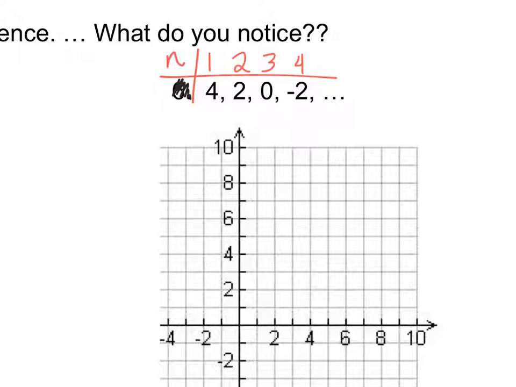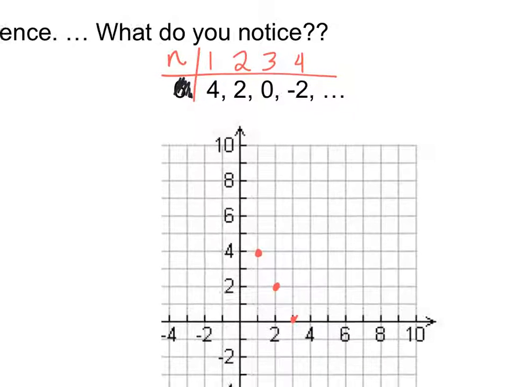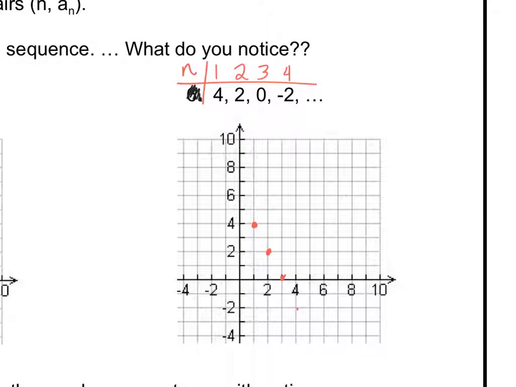So the first number is 4. Graph that as a point. The second number is 2. Then 0. Then -2. Do not connect them. It's a sequence, because it can't be the numbers in between.